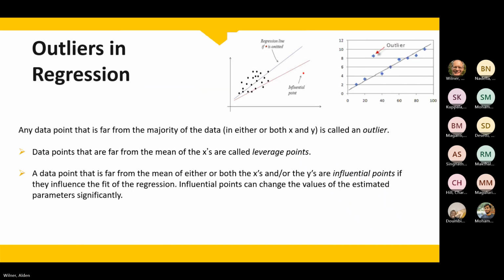Outliers. Outliers can mess up your data, but they also can be extremely important in your data. So any data point that is far from the majority of the data, here's a clump of data, here's a point way over here on the right, here's a bunch of data, and here's something that's way above the regression line, right? So data points that are far away in either the X or the Y direction or both are called outliers. If they're far away on the X, they're called leverage points because they have the potential to affect it more strongly than if it's just an outlier in the Y direction.